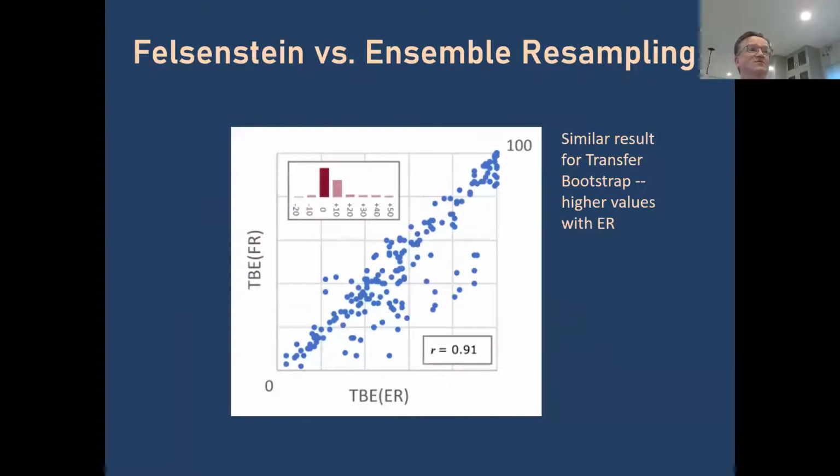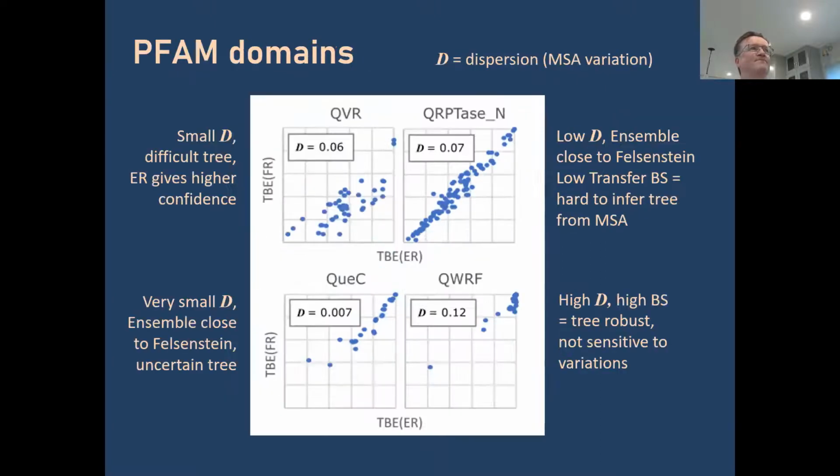This is the same thing with transfer bootstrap. It's essentially the same result. And this is looking individually at the PFAM domains where I got that result. Now, the capital D inset in those scatter plots, that's the dispersion. One of the things to notice here is, if you look at the bottom right, that has the highest dispersion. So the alignments are the most different in that particular domain.